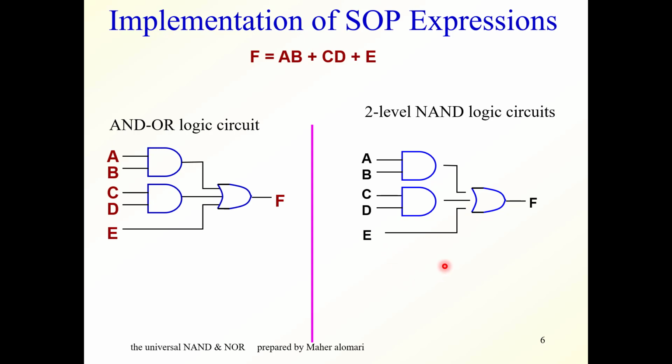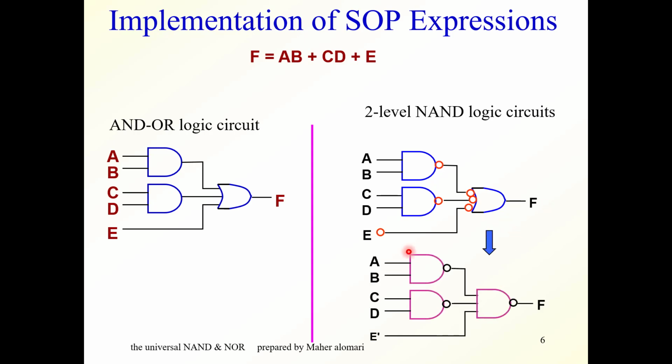That means this circuit is the same as this. Now, this is a NAND gate, this is a NAND gate, and this is also a NAND gate. So this circuit is equivalent to this circuit. Notice that here we have E bar, which is E followed by an inverter. This is an AND gate. So this is the two-level NAND gate representation of this function. So it is easy. If you have the function in the sum of product form, you convert it from the two-level AND OR logic into the two-level NAND gate logic.